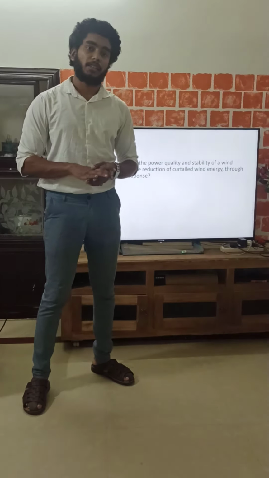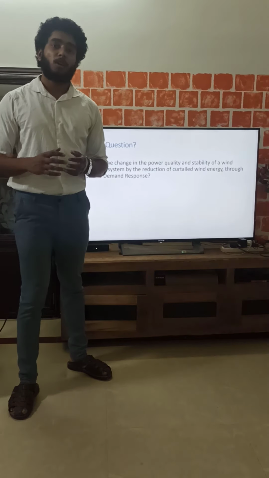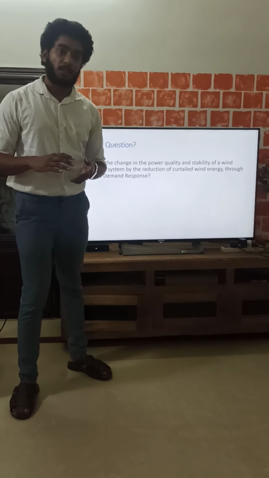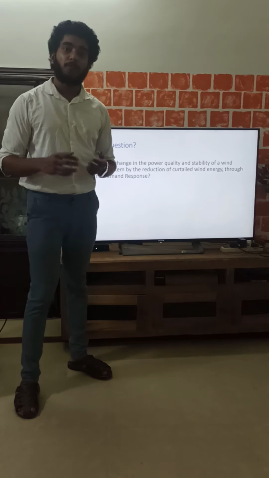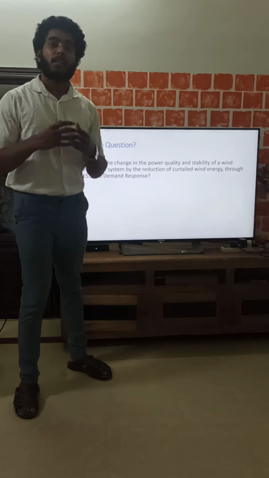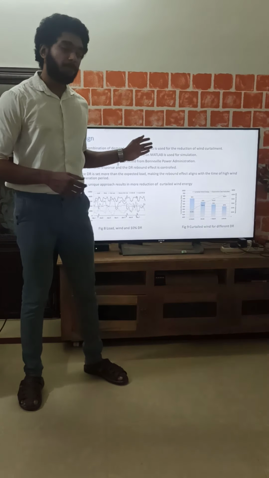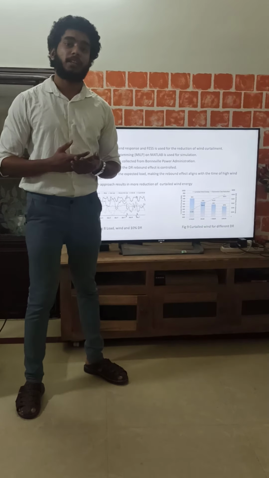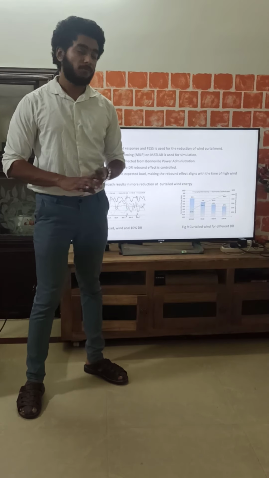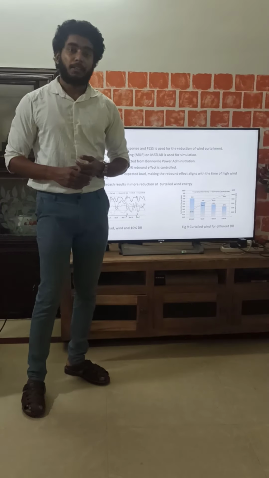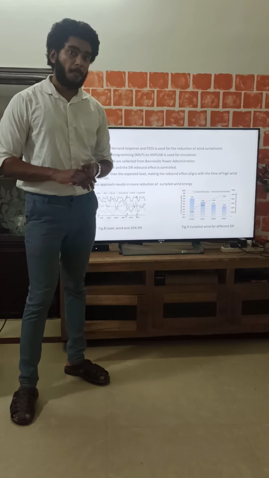So my research question is: what is the change in the power quality and stability of a wind generation system by reducing the curtailed wind energy through the combination of flywheel energy storage system and demand response? In my design, I am combining the flywheel energy storage system and demand response to reduce the wind curtailment. Here, I used a simulation for the purpose.